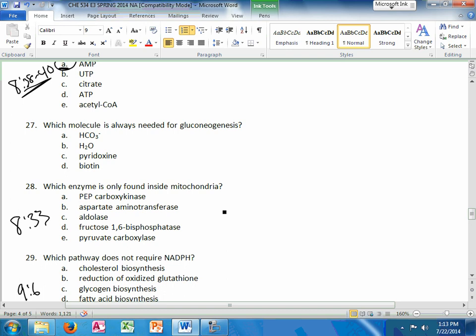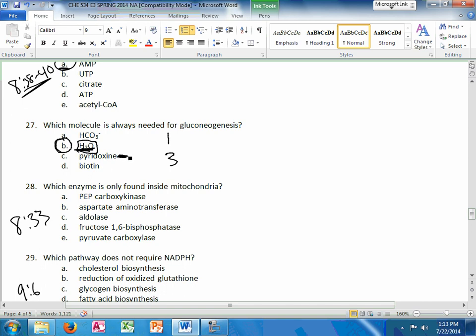This molecule is always needed for gluconeogenesis. The answer is water. Those phosphatases that you see to reverse steps 1 and 3 of glycolysis use a water. So even if you're using glycerol, which enters in at the highest point up in glycolysis into gluconeogenesis, that's still requiring some water.